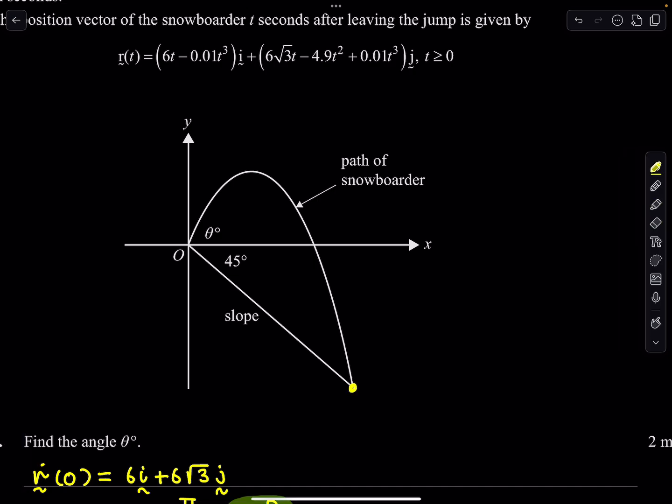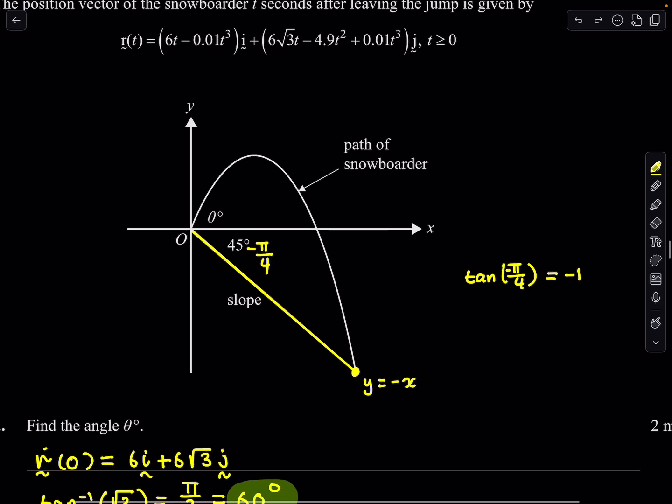We know that the snowboarder lands over here. Can you see how we can easily find the equation of this line because we know the angle is 45 degrees, which is pi on 4? Using tan of pi on 4, we can find the gradient of this line, which is negative because it's below, so it's negative 1. So the gradient's negative 1, and it passes through 0. Isn't it just y equals negative x? The gradient's negative, which fits, and it passes through the origin. So there it is, this is the actual equation.